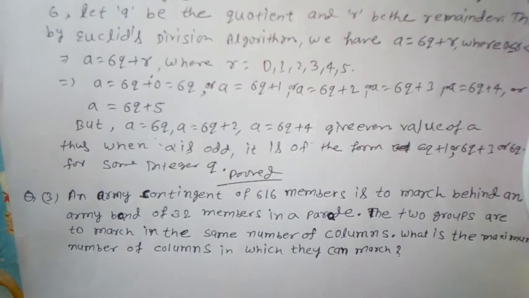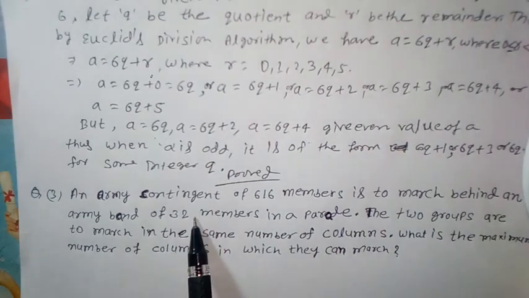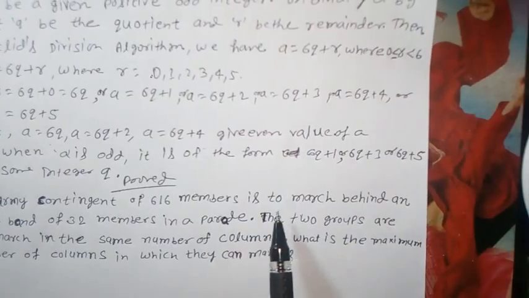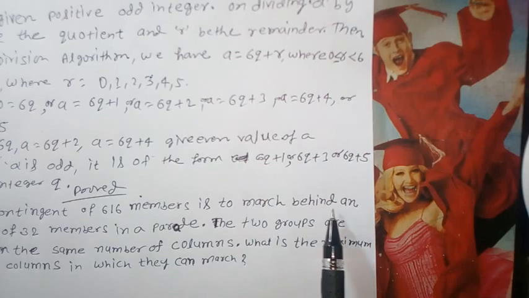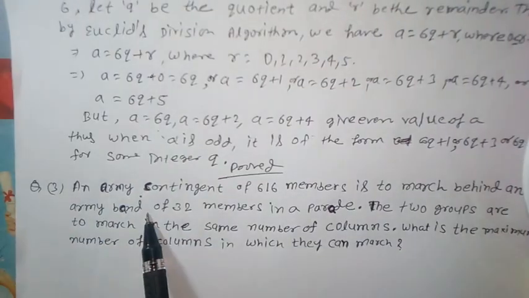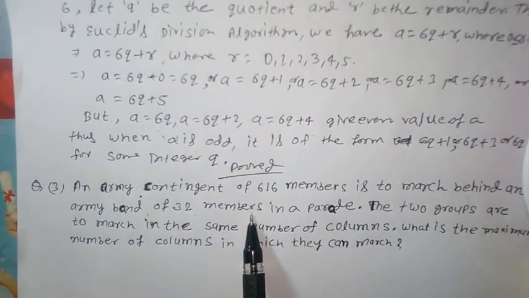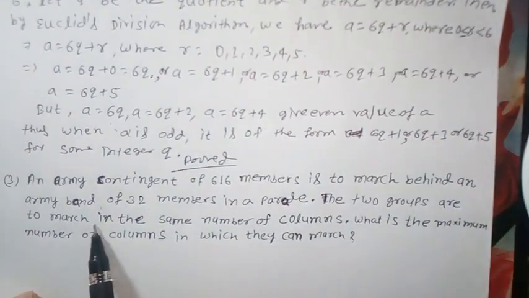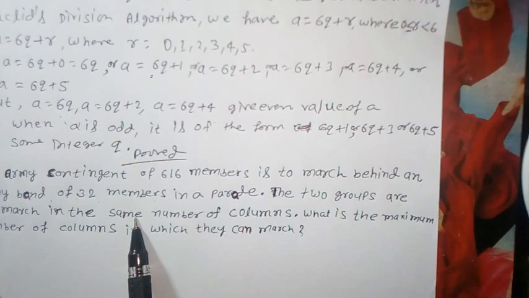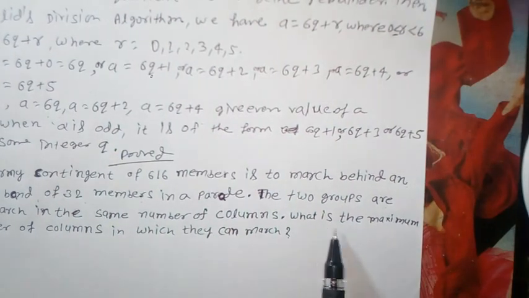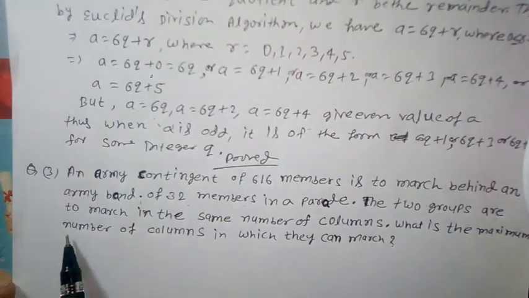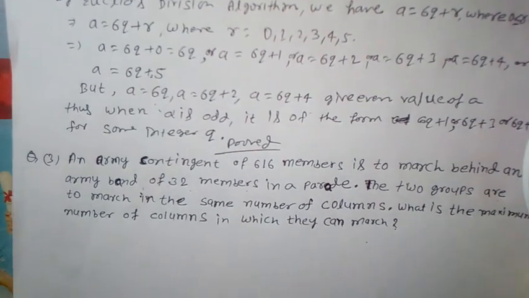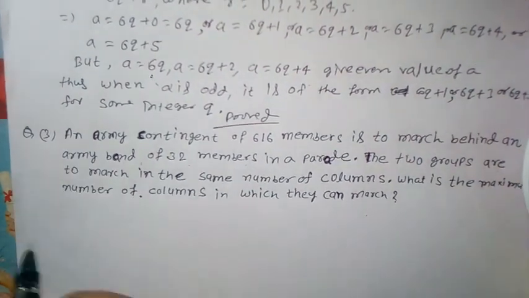Now question number 3. An army contingent of 616 members is to march behind an army band of 32 members in a parade. The two groups are to march in the same number of columns. What is the maximum number of columns in which they can march? The maximum number of columns. Now solve this.